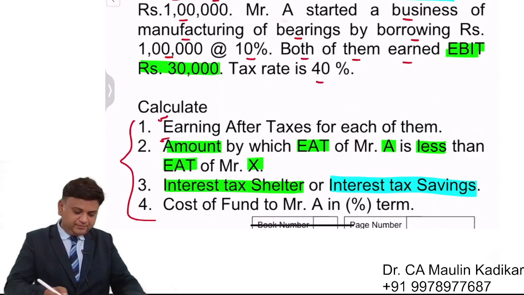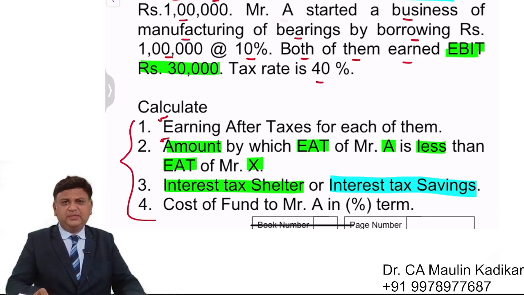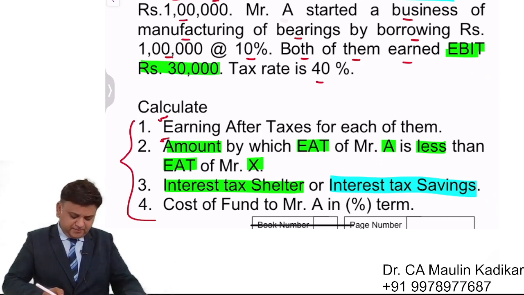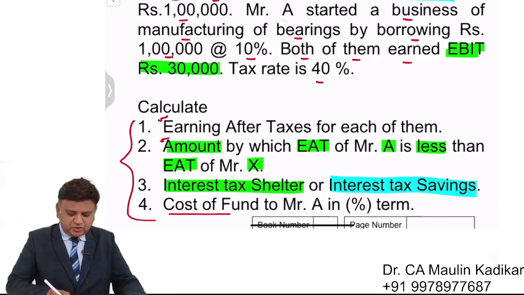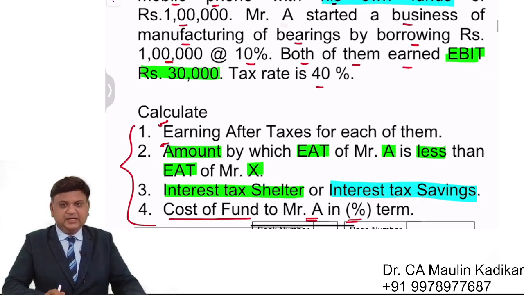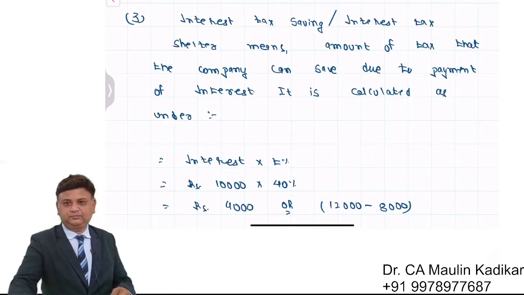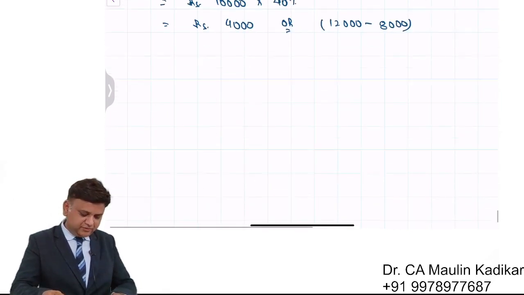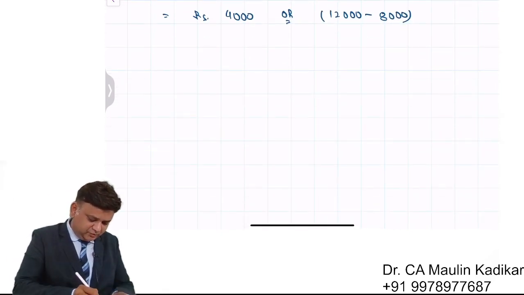Fourth question, again a new question. If anybody can answer in the chat box, it would be great. Calculation of the cost of funds to Mr. A measured in percentage term. Anybody can write the answer for the fourth question in the chat box. Let us understand how to calculate the answer for the fourth question.